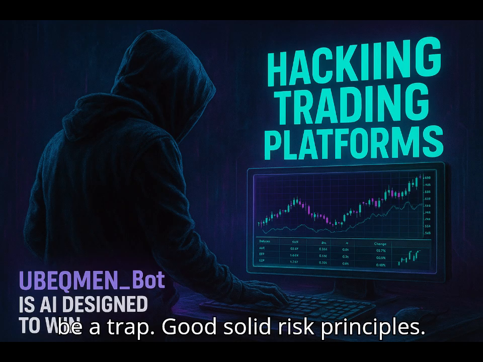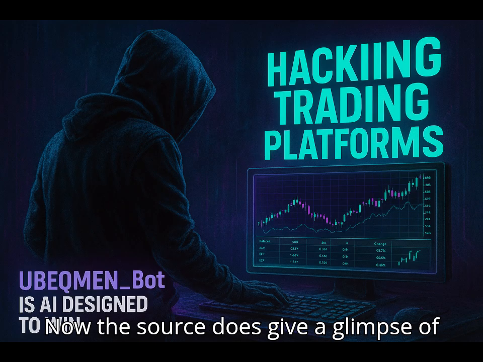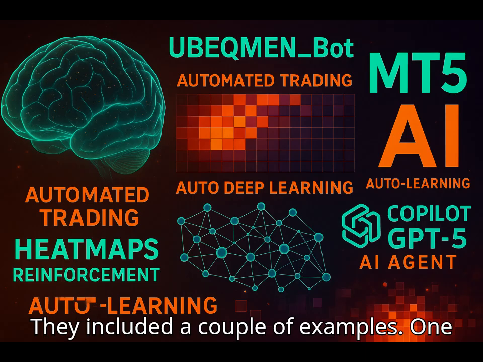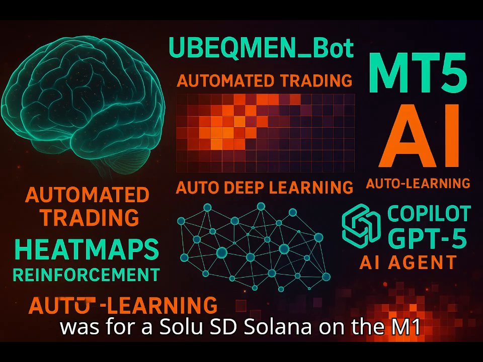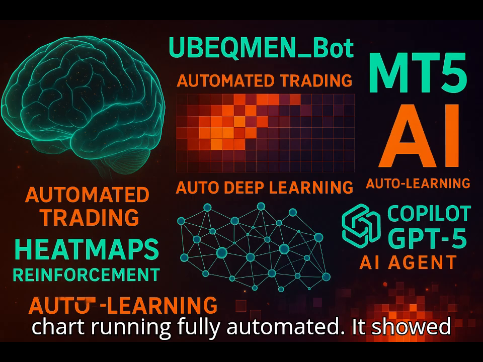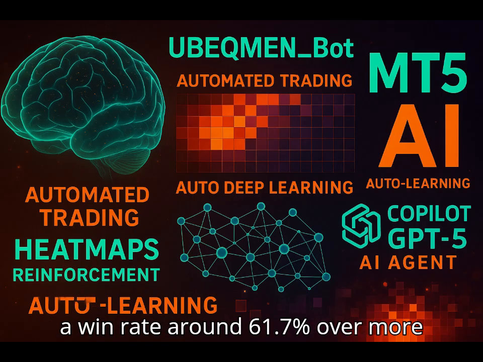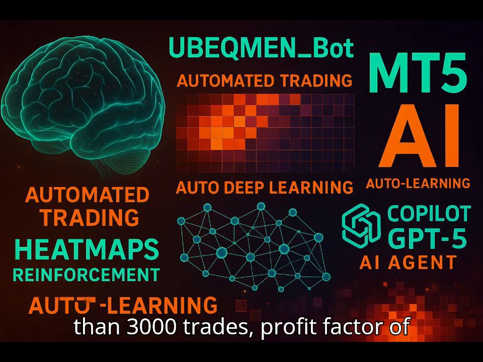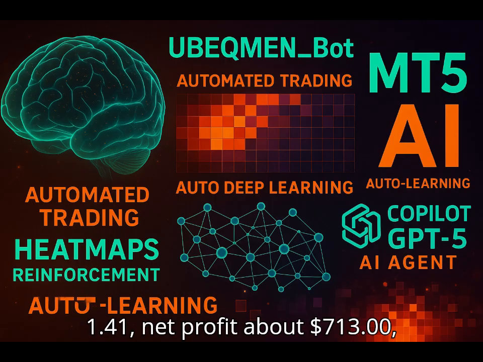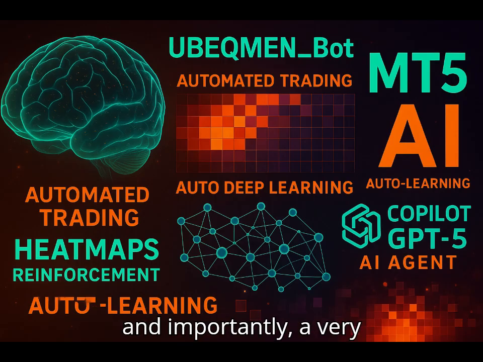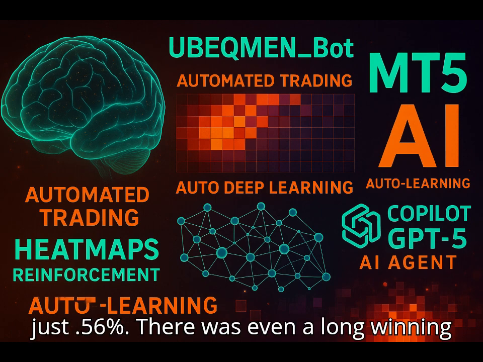Good. Solid risk principles. Now, the source does give a glimpse of potential results. What did they show? They included a couple of examples. One was for a SolUSD Solana on the M1 chart, running fully automated. It showed a win rate around 61.7% over more than 3,000 trades, profit factor of 1.41, net profit about $713, and importantly, a very small max drawdown, just 0.56%. There was even a long winning streak mentioned.